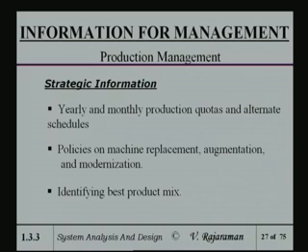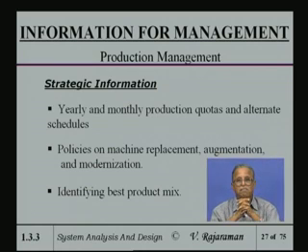Okay. Now let us look at production management. What kind of strategic decisions would a production manager normally have to take? He has to look at production quotas and alternate schedules, policy on machine replacement, augmentation and modernization, identifying the best product mix, and so on. Let me explain. I have to give an example for you to clearly understand what these things really mean.